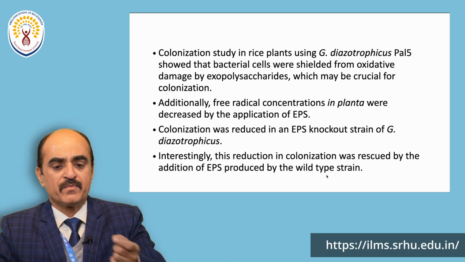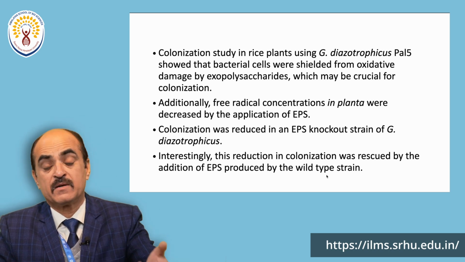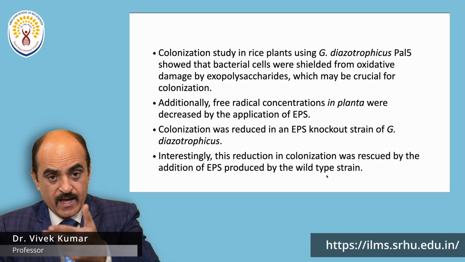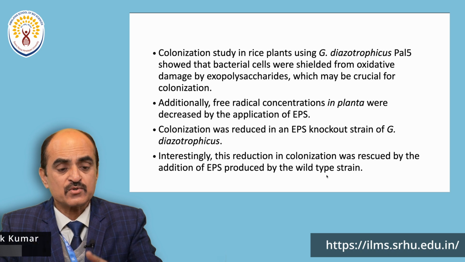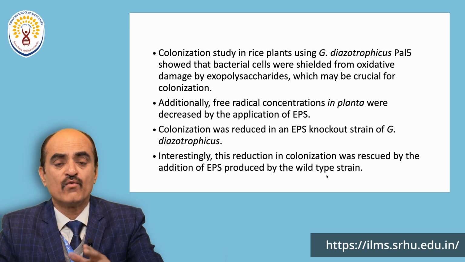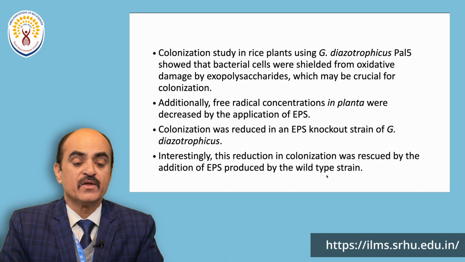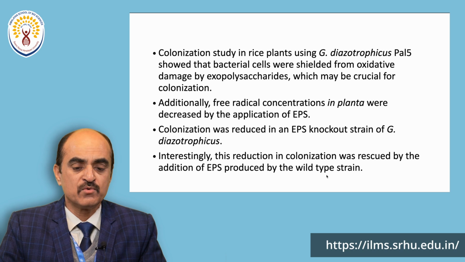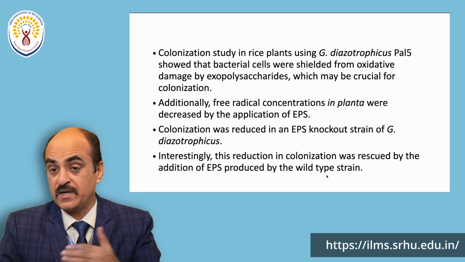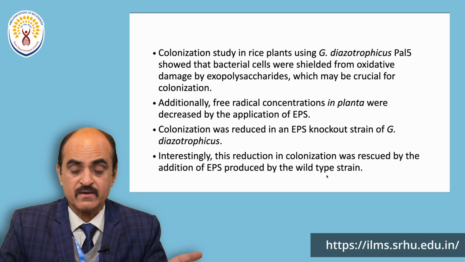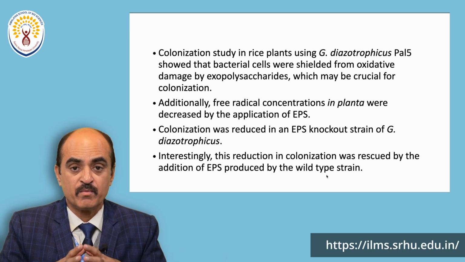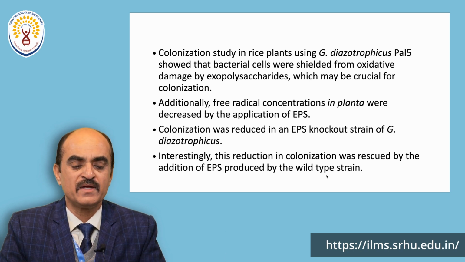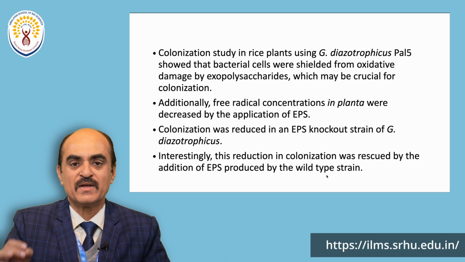The colonization study of rice plants using Gluconobacter showed that bacterial cells were shielded from oxidative damage by exopolysaccharides. The oxidative damage present there may be secreted by the roots, so these bacterial cells are protected by exopolysaccharide secretion. So we can say that EPS is crucial for the colonization process. Additionally, free radical concentrations in planta were decreased by the application of EPS. Colonization was reduced in EPS knockout. Any strain that is not able to produce EPS was not able to make proper colonization. Interestingly, this reduction in colonization was rescued by addition of EPS produced by another wild type strain.